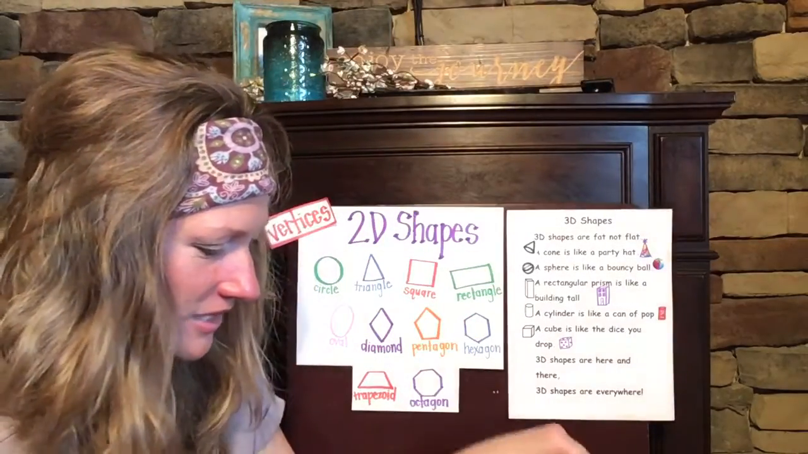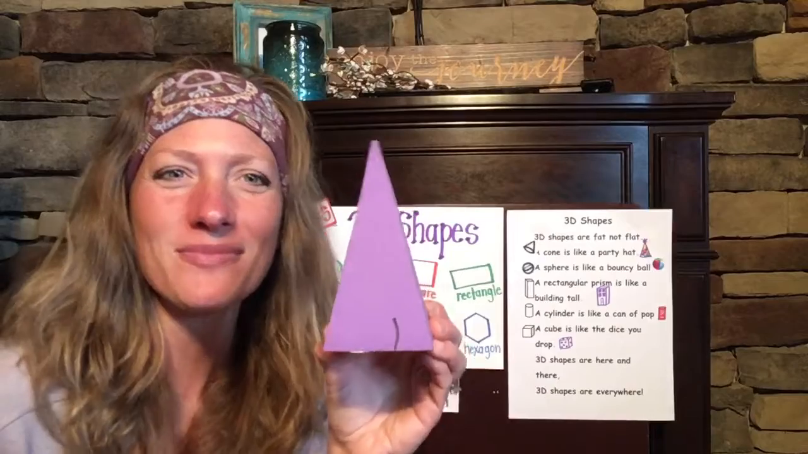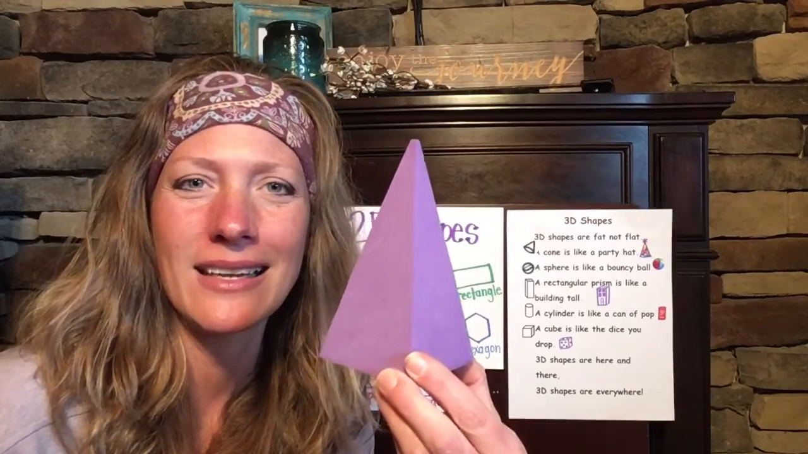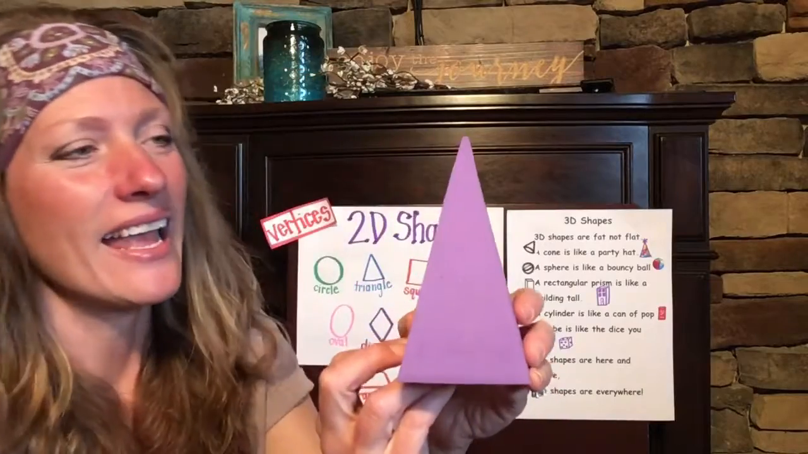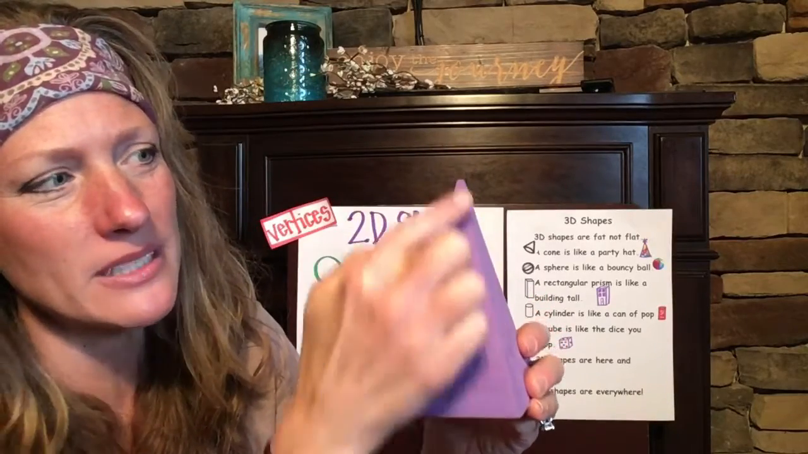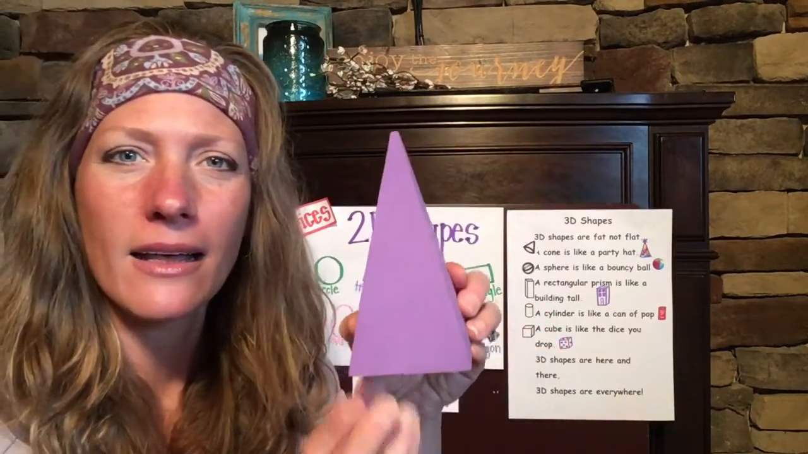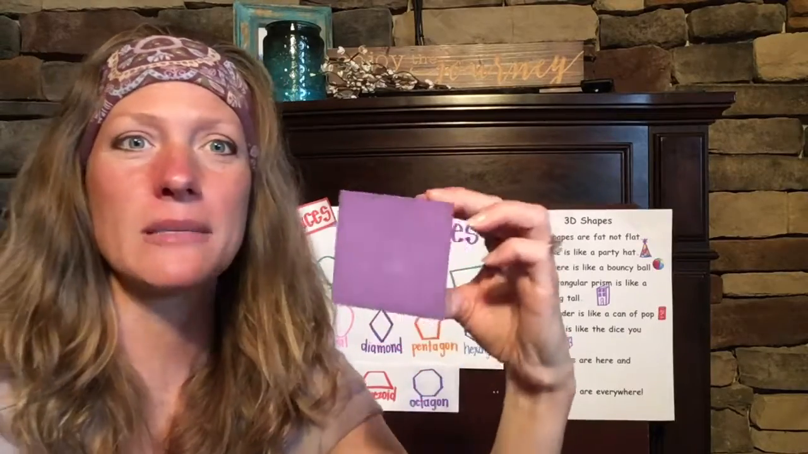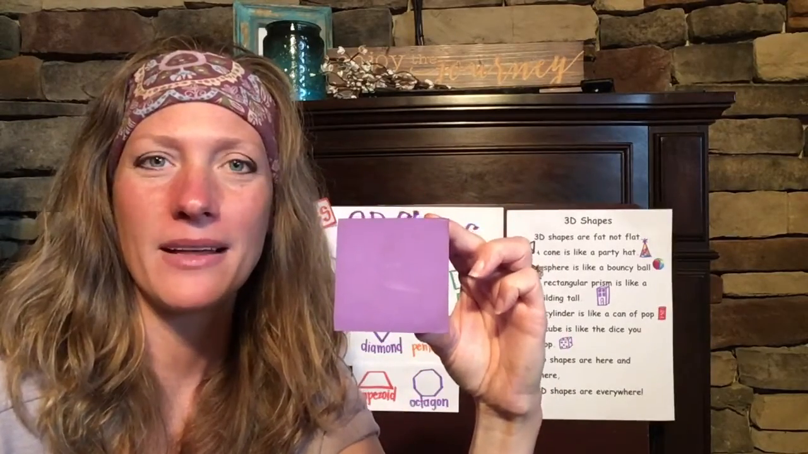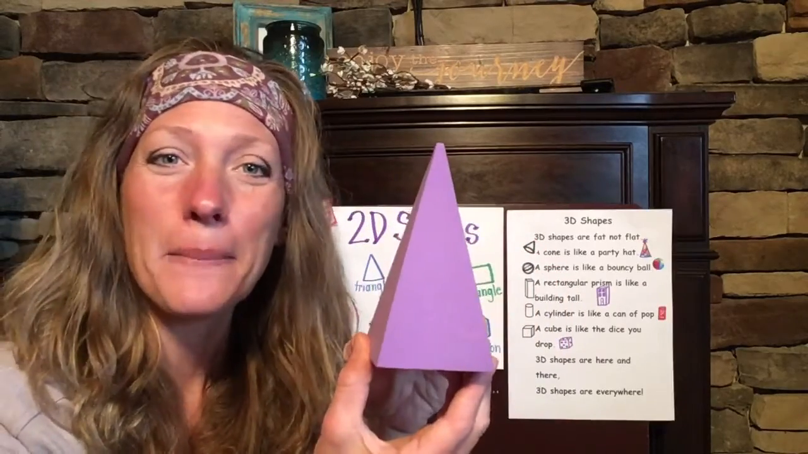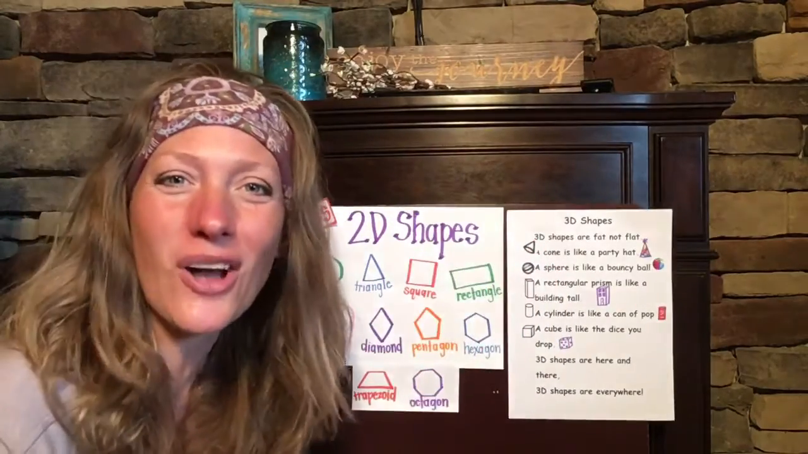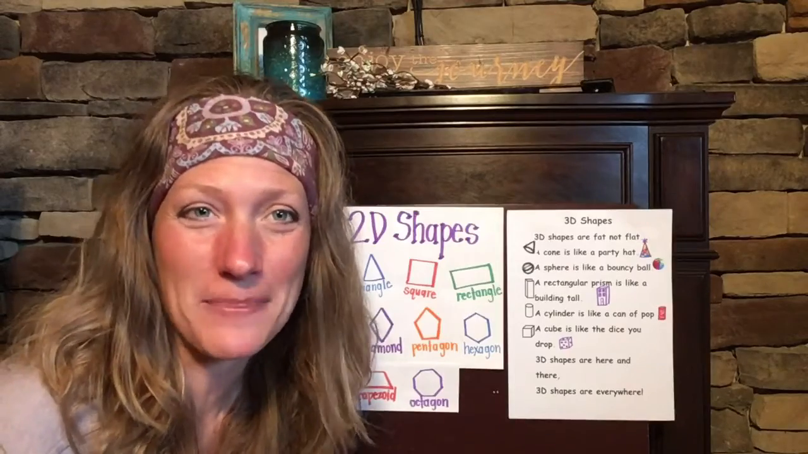One more that I'd like to teach you. Do you know what this is? This is a pyramid. Yeah. And what shape does it look like on each side? Looks like a triangle. Look at the bottom. What shape is on the bottom? A square, yeah, but this is called a pyramid. So we're going to practice learning all these 3D shapes this week.